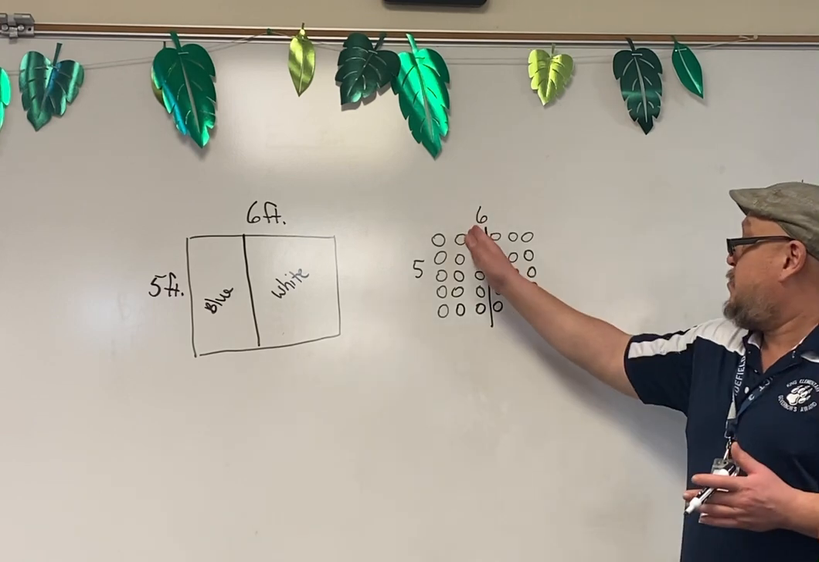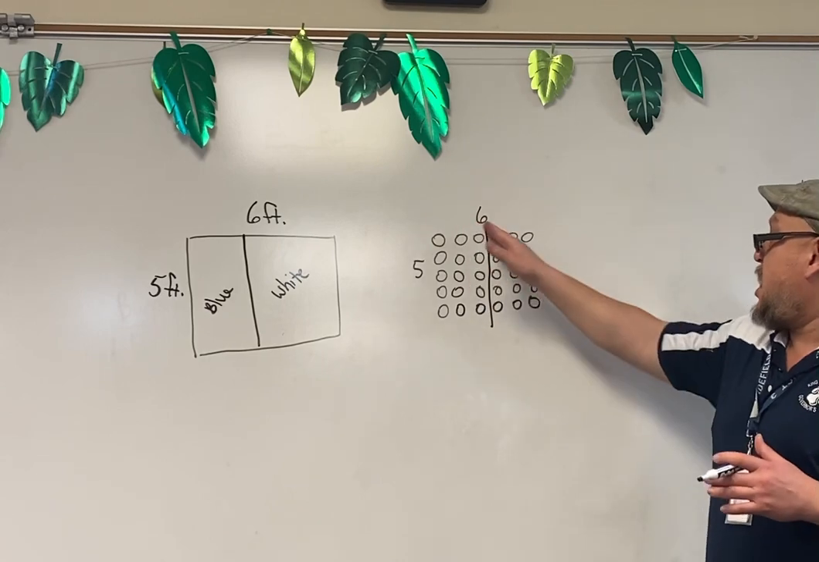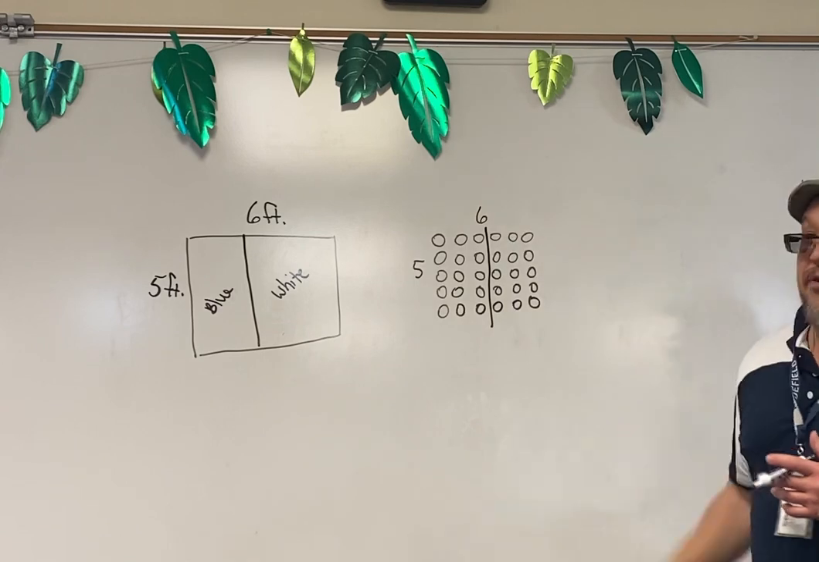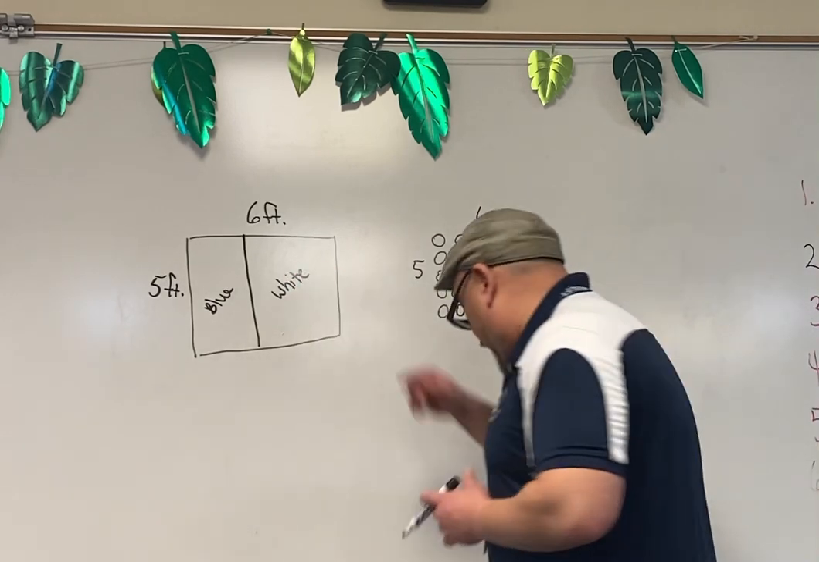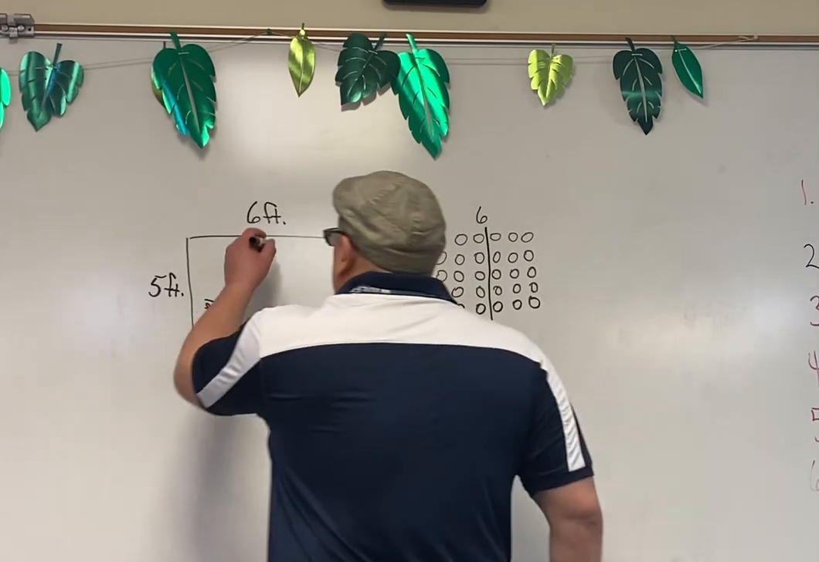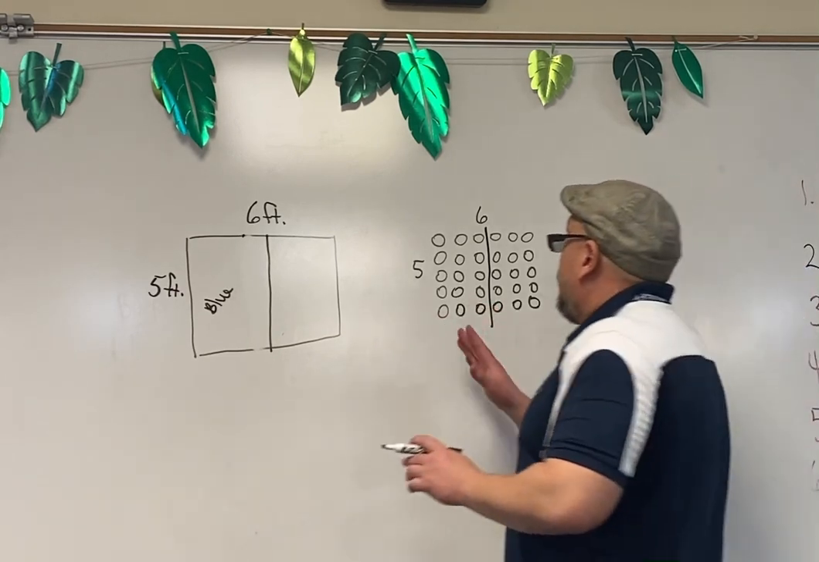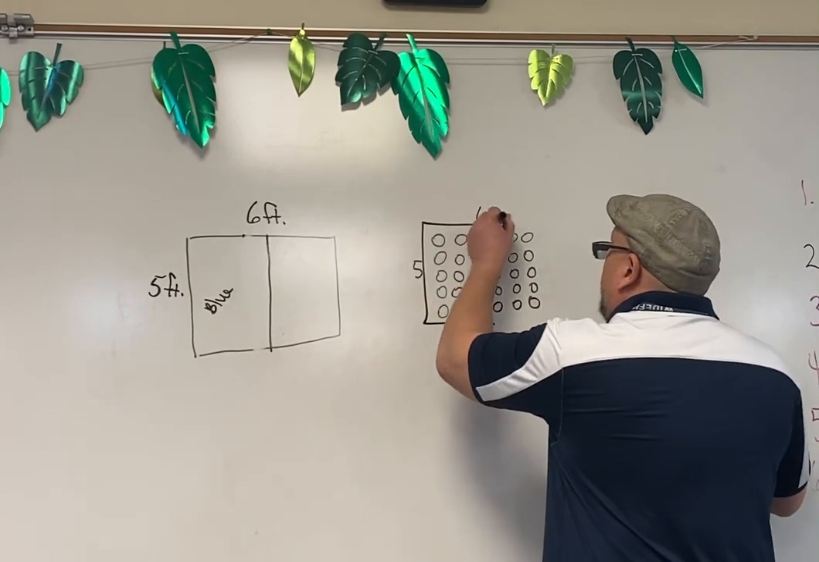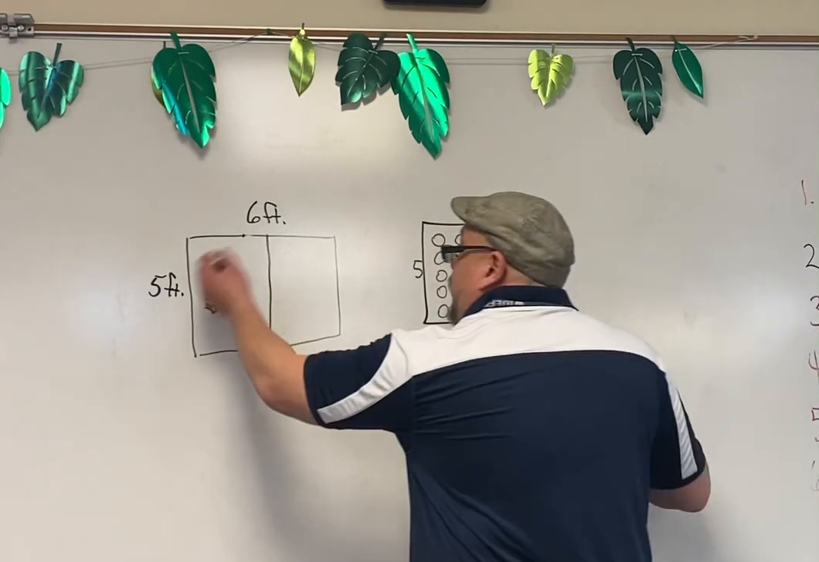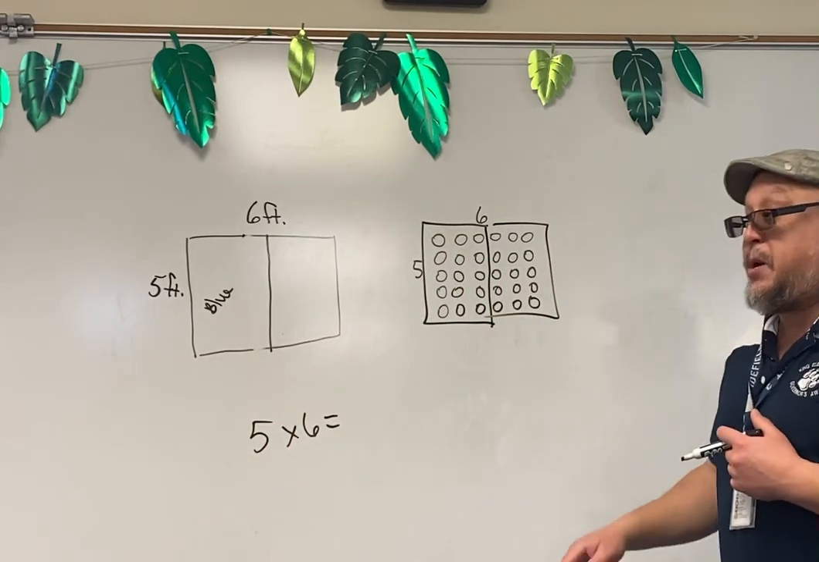Now, I could have done it 2 and 4, but, like I said, I like to break it in half into 3s and 3s. All right, so that means over here, that line would look more like this. Right? Now, looking at this, we know that the number of rows hasn't changed, has it? So the problem is still 5 times 6. We didn't cut apart the rows, we cut apart the columns.